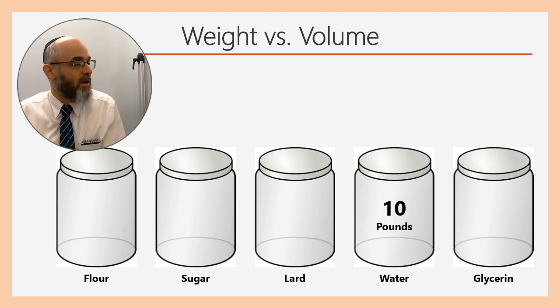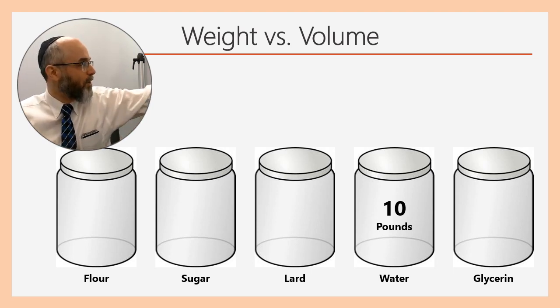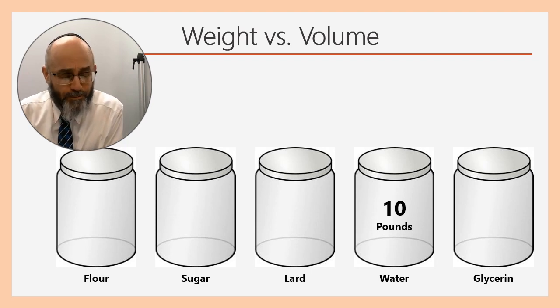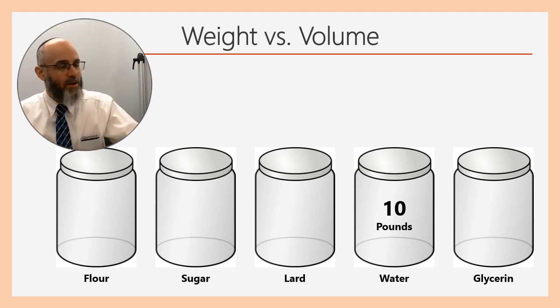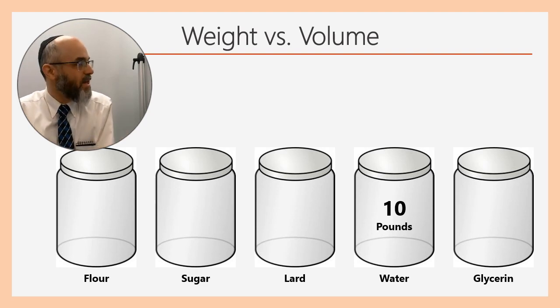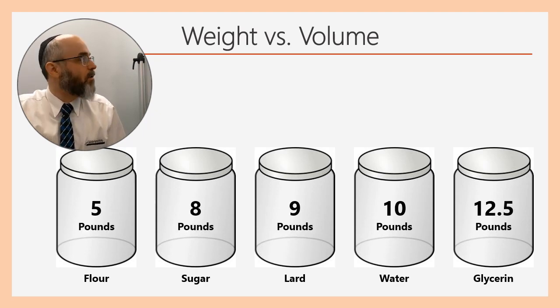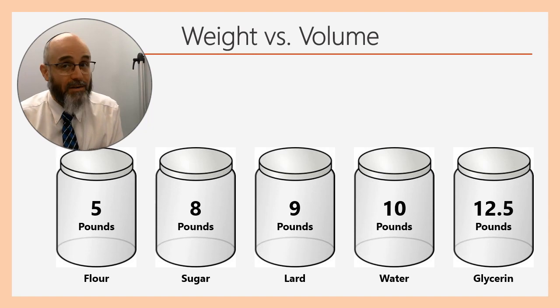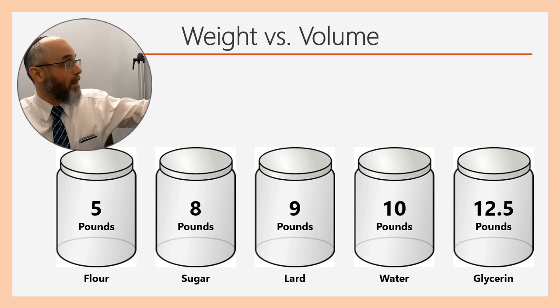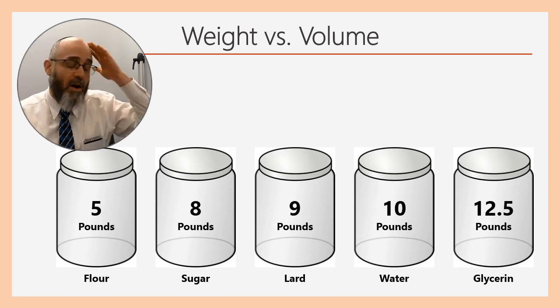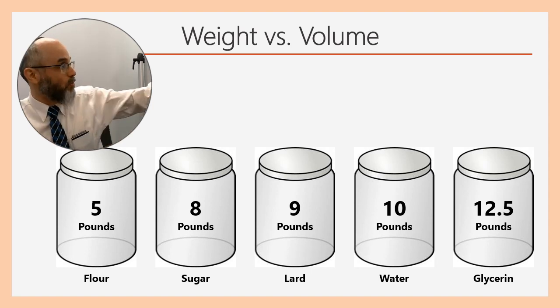So for example, if you look at these here, I put 5 containers up there on the screen, and if that container was filled with water, we're going to say that it would weigh 10 pounds. But if we filled it with other things, it would weigh very different. So what I put here on the screen is if it was flour, it would be 5 pounds, and sugar would be 8 pounds, and lard would be 9 pounds, and glycerin would be 12.5 pounds. So the weight differs, but the volume is exactly the same. It's the same container, and it has the same volume. So in din, those are all equals.